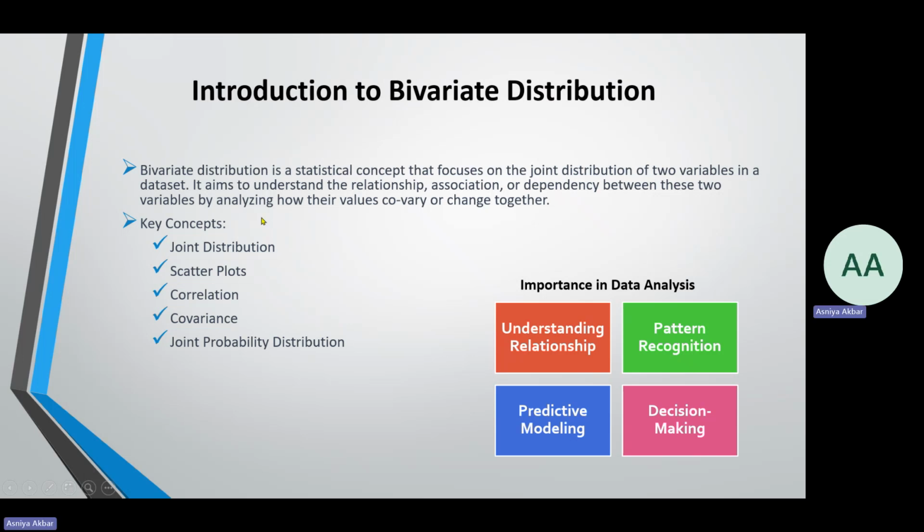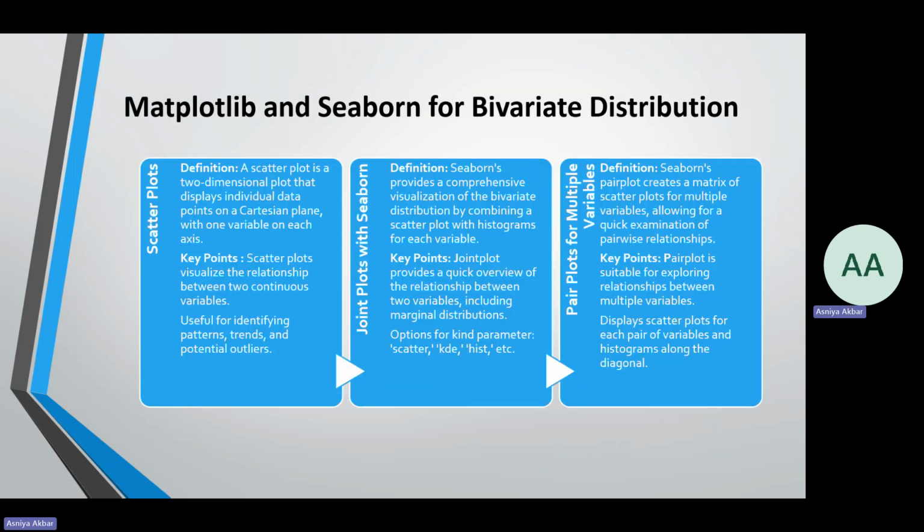Next up, we have Matplotlib and Seaborn for bivariate distribution. So here we have scatter plots, joint plots with Seaborn, and pair plots for multiple variables. So let's go through them.